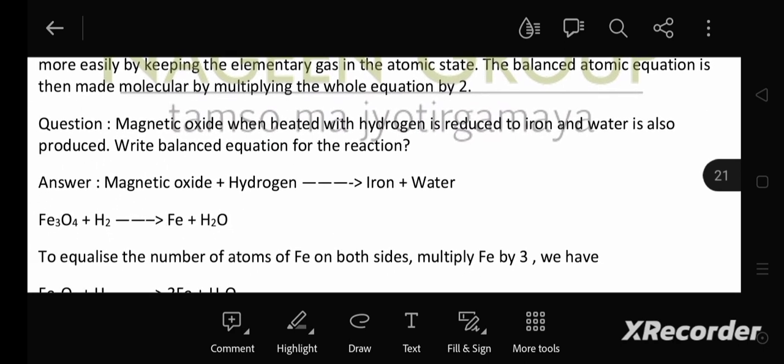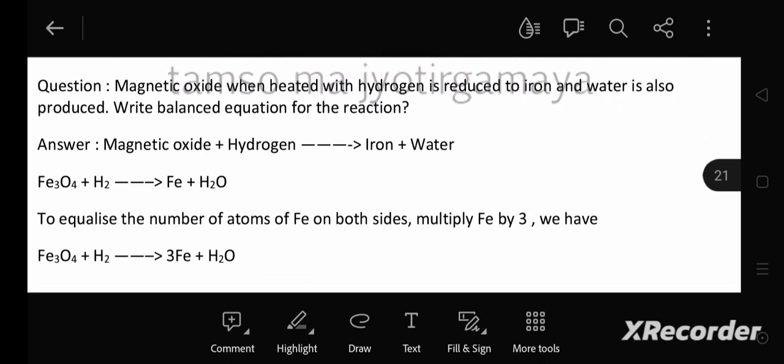Now here there is one question. Magnetic oxide when heated with hydrogen is reduced to iron and water is also produced. Write the balanced chemical equation for this reaction. Now the equation is magnetic oxide plus hydrogen gives iron plus water. The formula of magnetic oxide is Fe3O4, hydrogen H2, gives iron plus water.